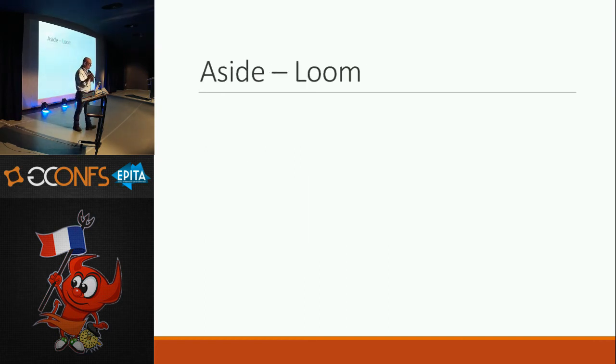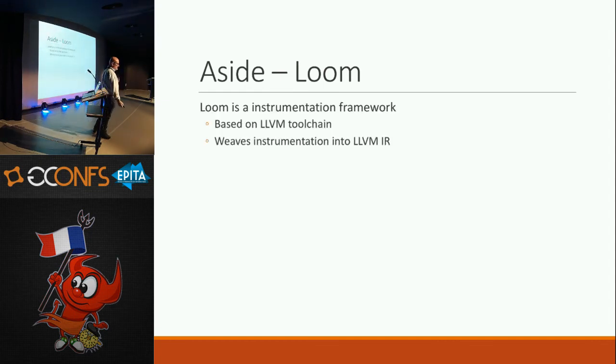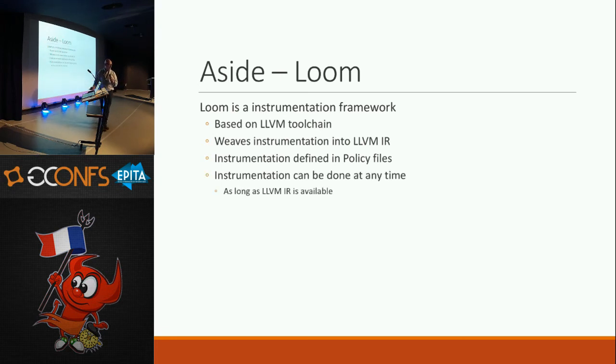So I keep mentioning Loom. Here's a quick aside. Loom is an instrumentation framework based on the LLVM toolchain. What it does is it puts instrumentation directly into the intermediate representation generated by LLVM. The instrumentation is defined in their own policy files. The instrumentation can be done at any time as long as the IR is still available. That means you can ship a binary and then add instrumentation later, as opposed to currently, in a DTrace context, where you might have to add a statically defined trace point to get at something, or if you're in user space, you're simply going to be tracing a particular instruction if you guess the right instruction.